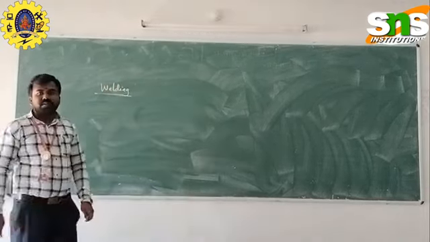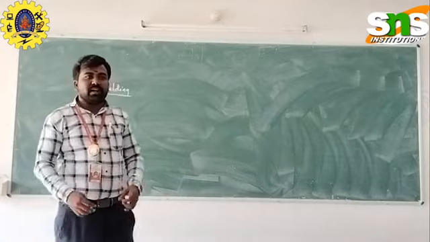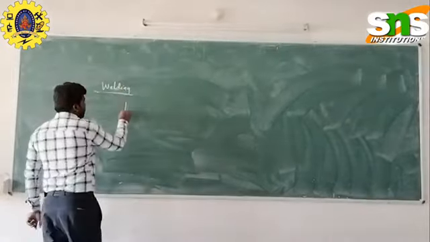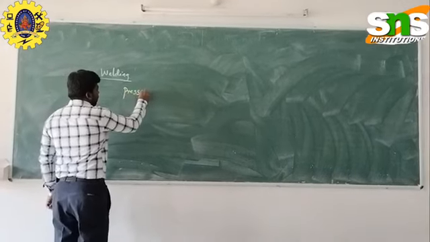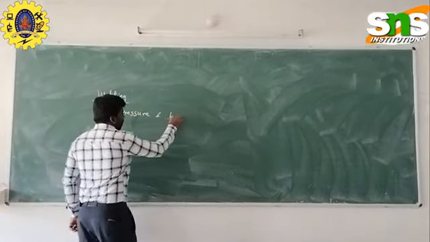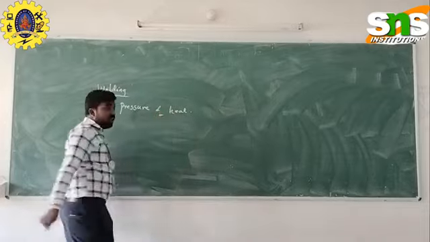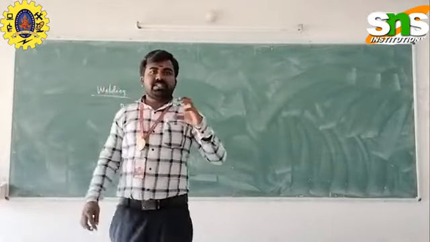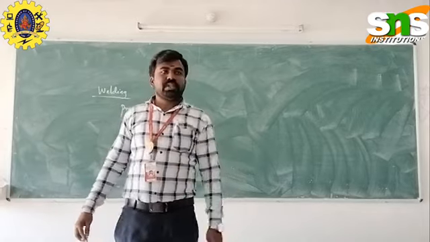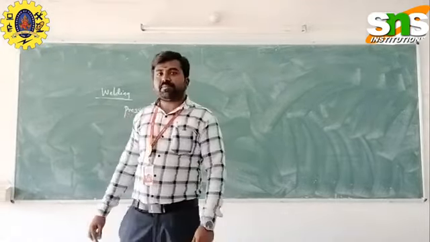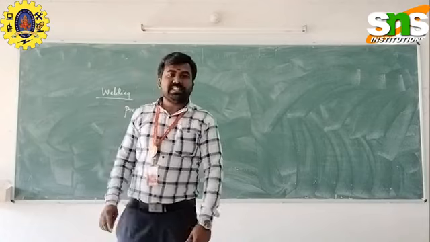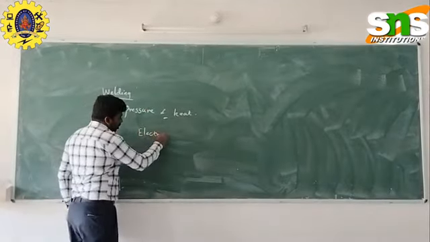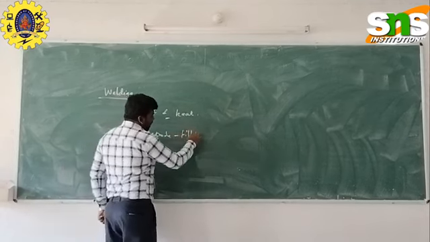So welding is the process of joining two similar or dissimilar materials by means of the application of pressure as well as heat. This welding can be done with the use of pressure or heat, or otherwise without pressure and heat, by means of a filler metal. That filler metal is nothing but what is called an electrode. That is the filler metal.